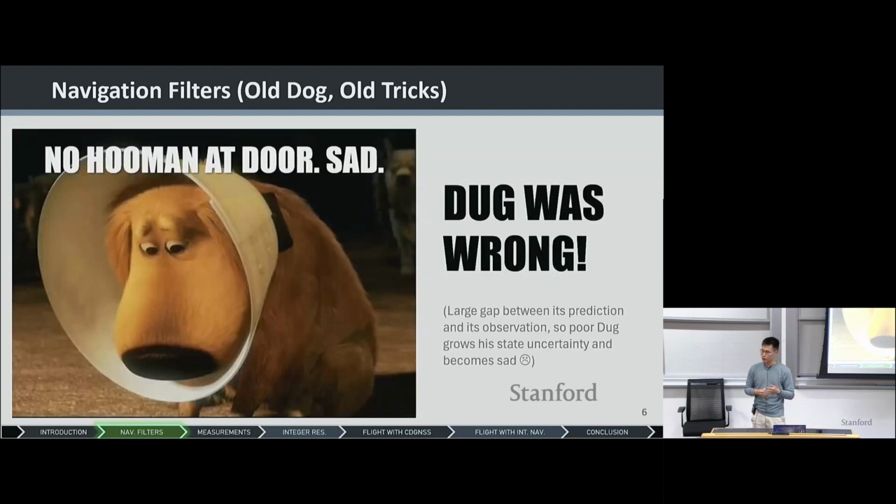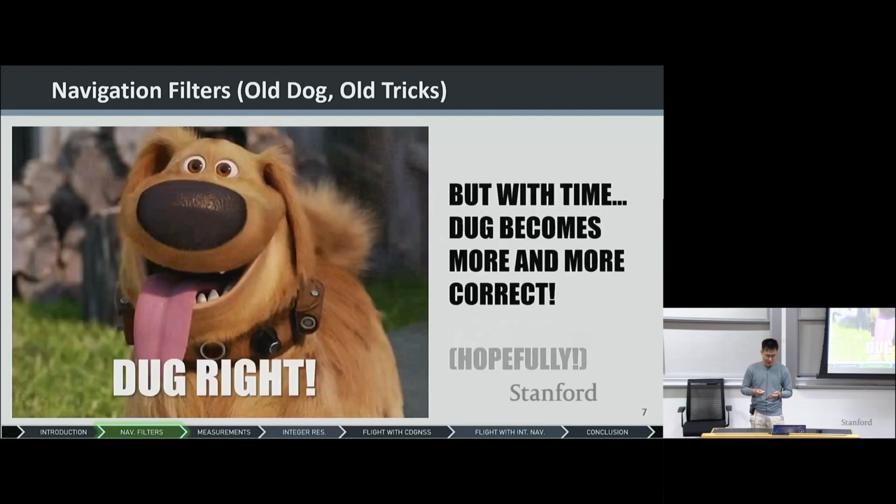And if Doug was ever wrong, strictly speaking in the Kalman filter sense, there would be a very large gap between what he predicts and what he actually observes. We measure this through something called the prefit residual, which I think Professor D'Amico covered in the last lecture. And so he becomes sad because he becomes more and more uncertain over time about when you, his owner, are coming back home. But if Doug models his understanding of when you're coming home accurately, as well as deepening his understanding of how uncertain these measurements are, he will be more and more certain over time about when you are arriving back home.